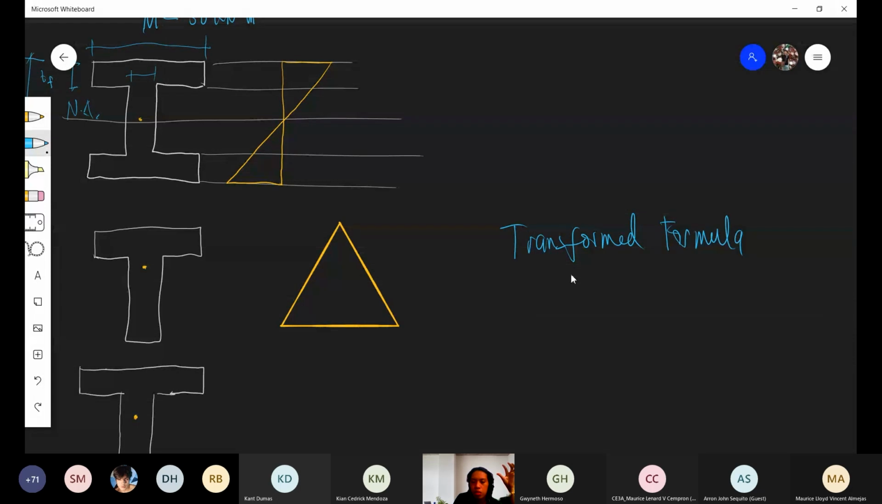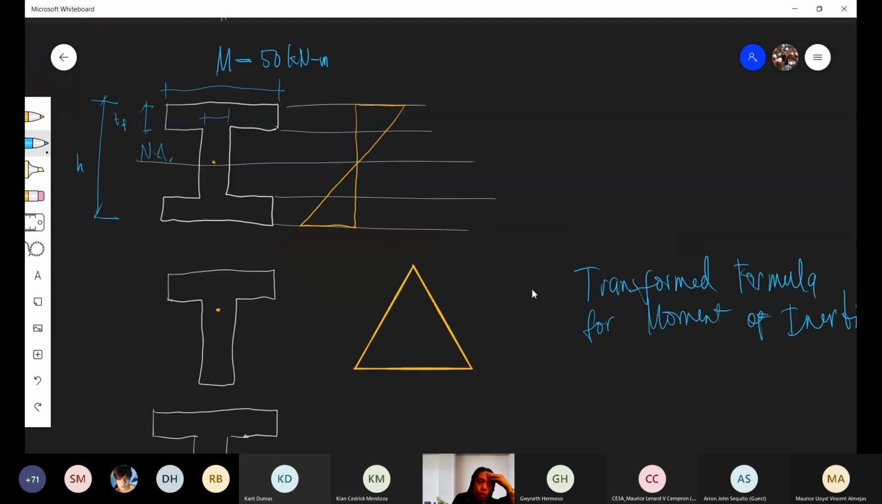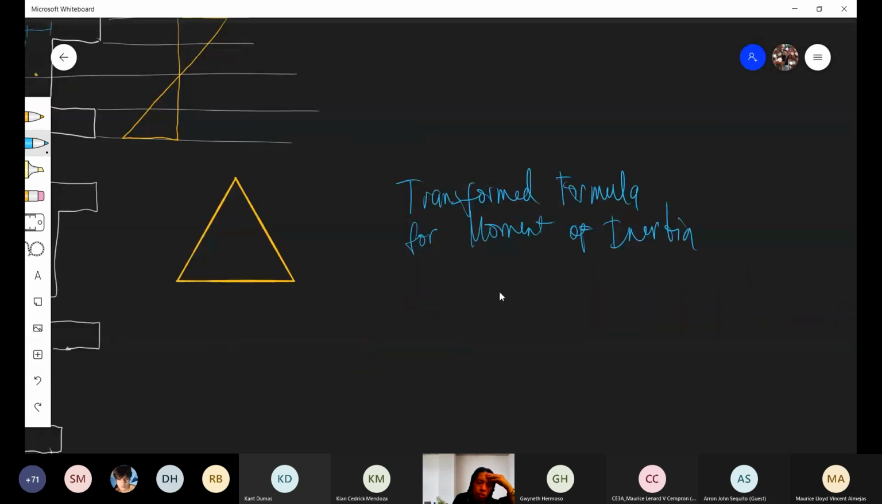Tapos nakaman yung plates. Transformed formula for moment. Loading again, moment of inertia. Okay. Transform formula for moment of inertia. What? Ano ba ito mga transform? Bakit naglo-loading?